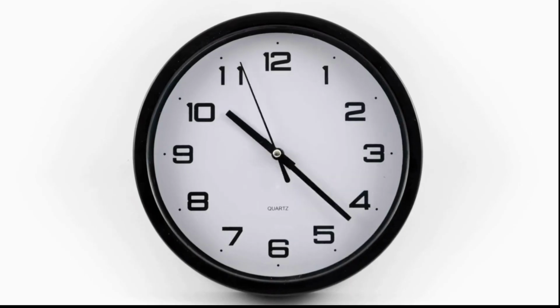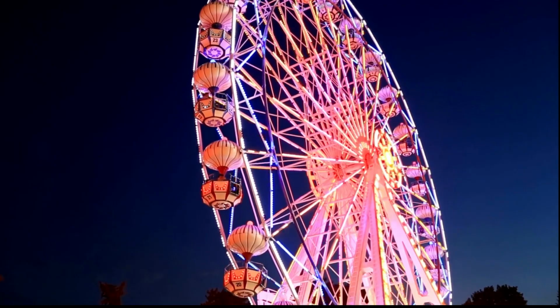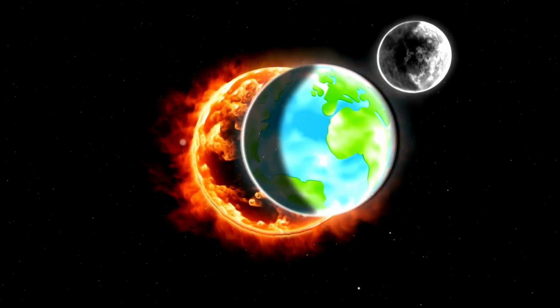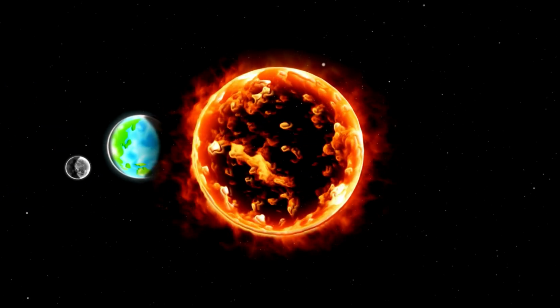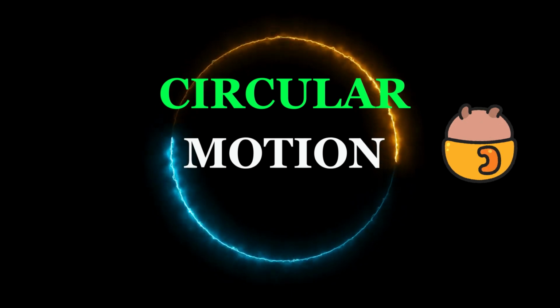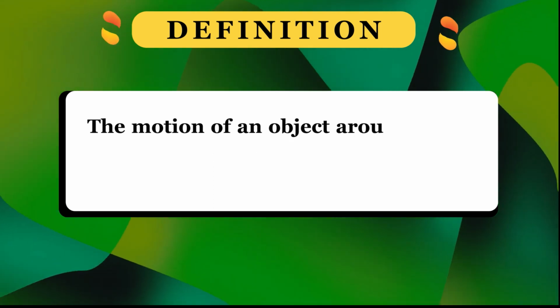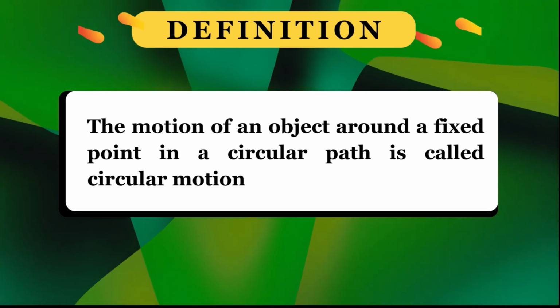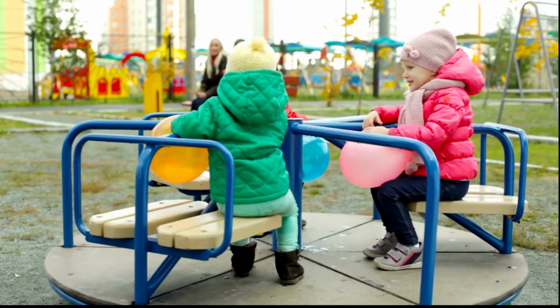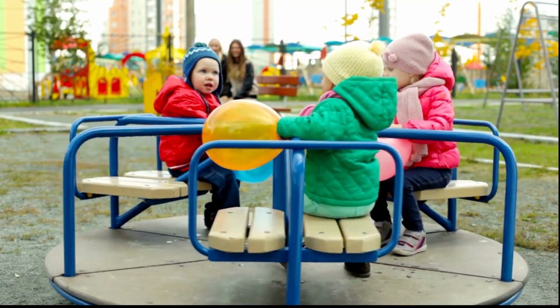The hands of a clock move in a circular manner. Similarly, a fan, a giant wheel, and even Earth travels around the Sun in a circular path. These motions are called circular motion. The definition of circular motion is: the motion of an object around a fixed point in a circular path is called circular motion. In our day-to-day life, we come across many examples of objects that trace a circular path.